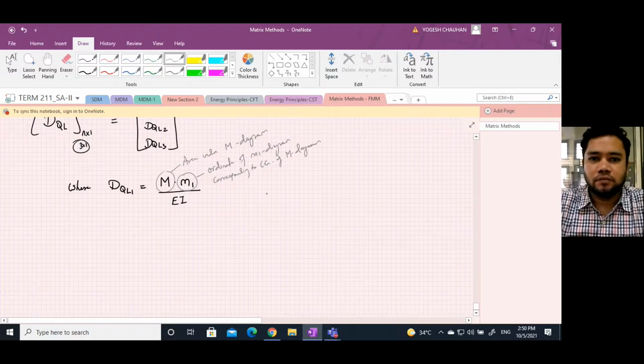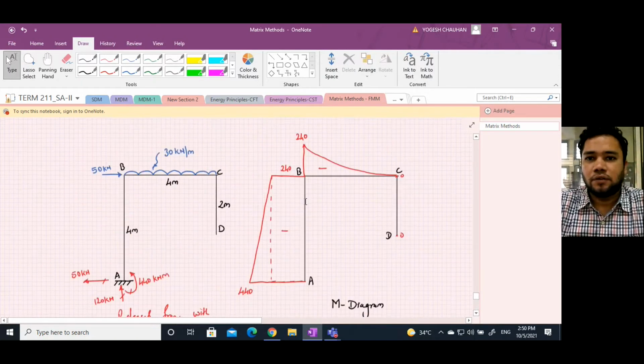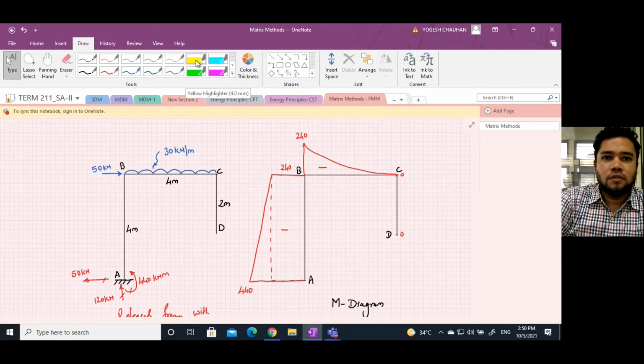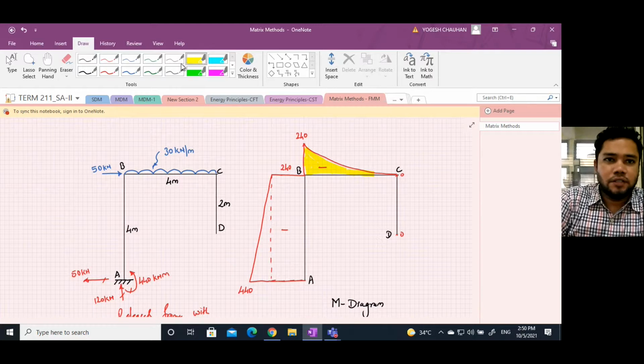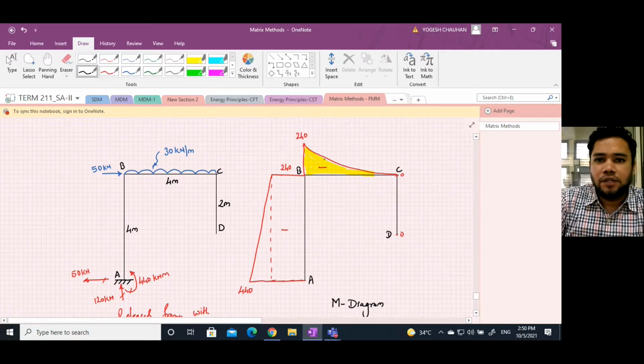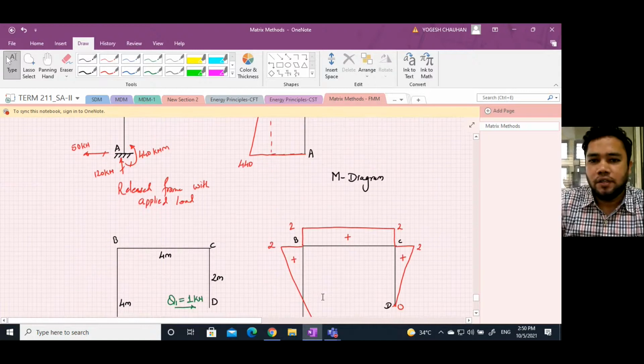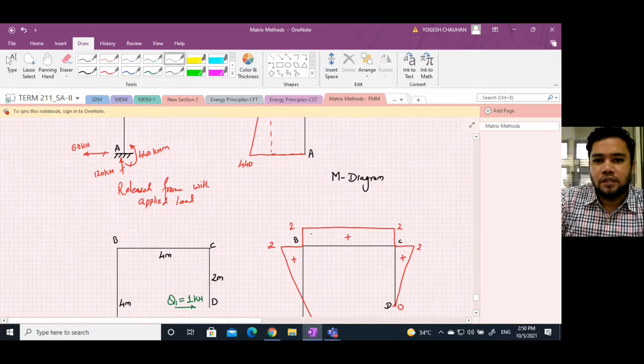That means you have to take the area of this curve, and the CG of this curve will be somewhere here. You have to find the corresponding ordinate in the m1 diagram. At this point, what is the ordinate in this bending moment diagram? It is 2, so you multiply it with 2.